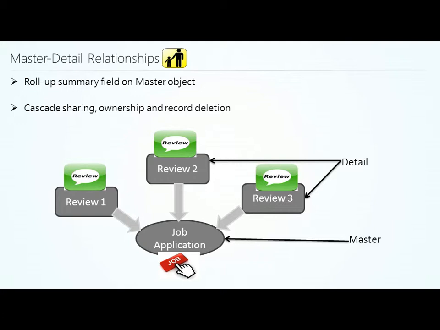And also, whatever sharing and security ownership features we have given for the master record are automatically derived by the detail record. And also record deletion. When we delete a record of the master object, the detail records automatically get deleted, because the detail record cascades the record deletion of the master object.